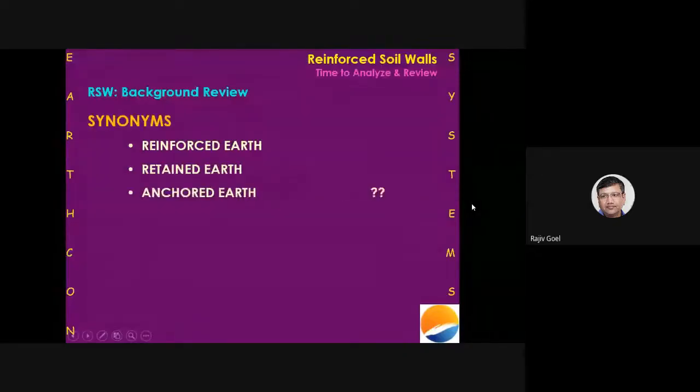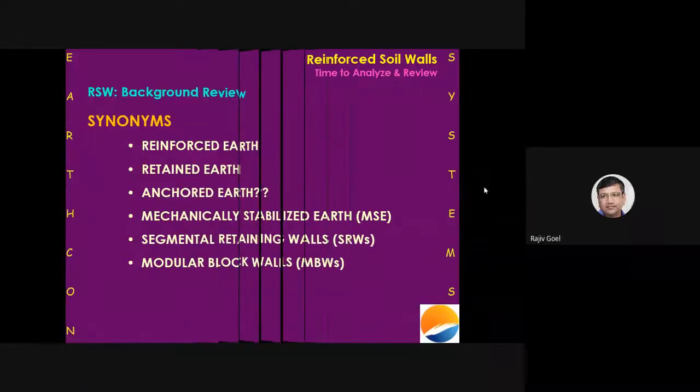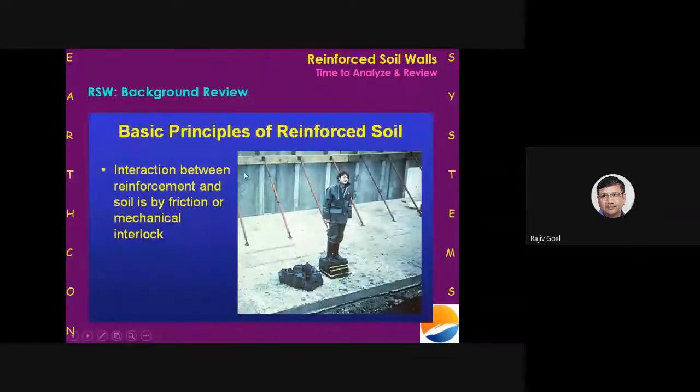These reinforced soil walls are understood by many names: RE walls, retained earth, MSE walls, SRW, MBWs. I mean, they all mean the same thing. The basic reinforced soil principle, I think, is that once you put some tension elements in a medium which can take compression but not tension, its behavior improves.